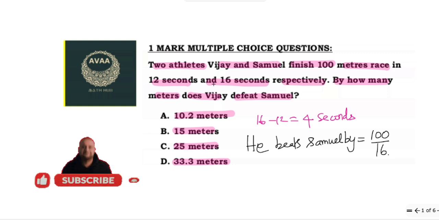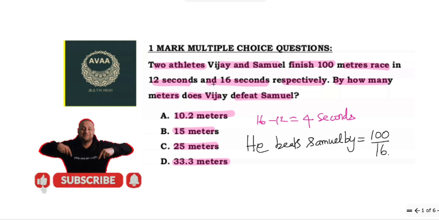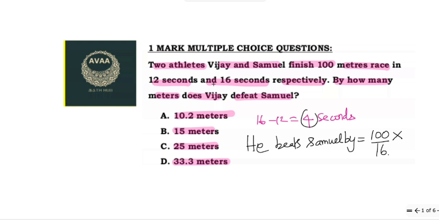So Samuel's speed has been expressed in terms of a fraction here. With that, we'll be multiplying our seconds, the difference in time where Vijay got faster. So let's cancel this. 4 goes into 16 4 times and 4 goes into 100 25 times. So 25 meters is our answer. Let's move on to the next question.